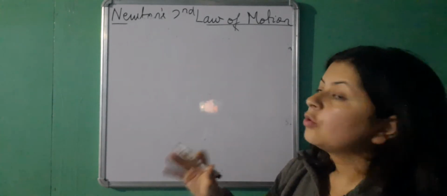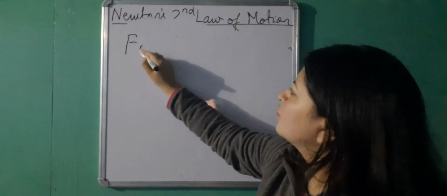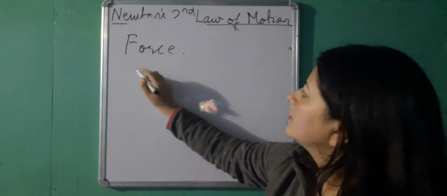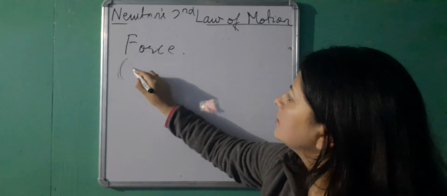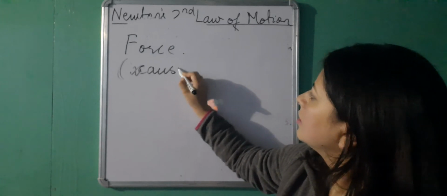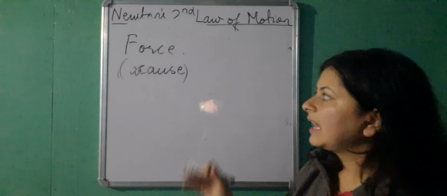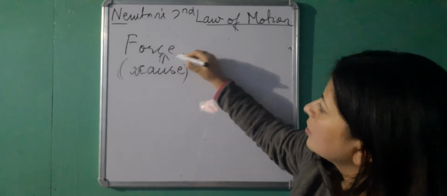Now, what has made the ball accelerate? It is the force. So, why? Force is the cause. What has made the ball accelerate? It is the force that has made the ball accelerate. So, force becomes the cause.